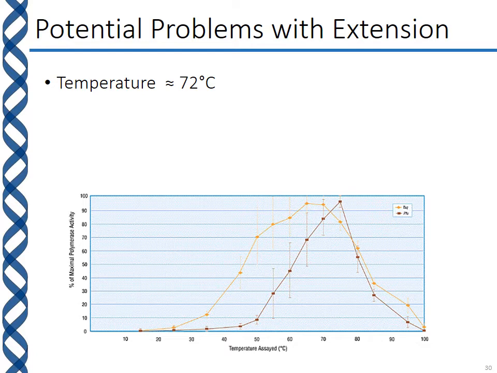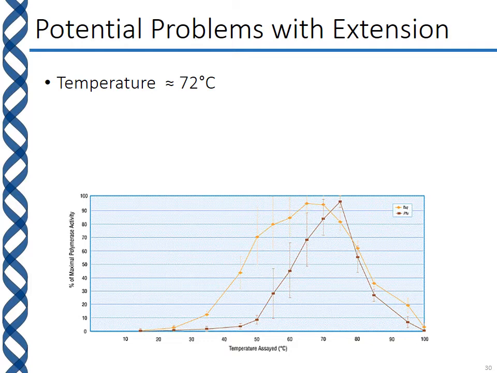However, that is a spectrum, and so you can see on the graph here, in yellow we have Taq, and in red we have a different enzyme called Pfu. Let's just look at Taq for now. So right around 70 degrees or so on this graph is the peak level of activity.